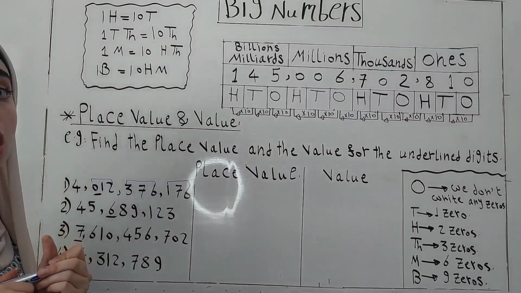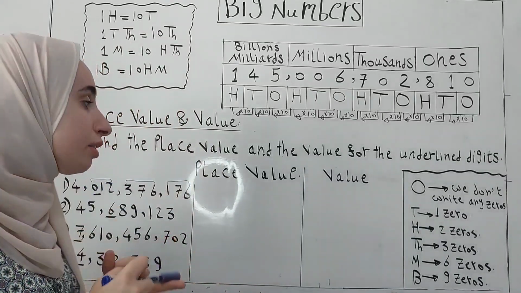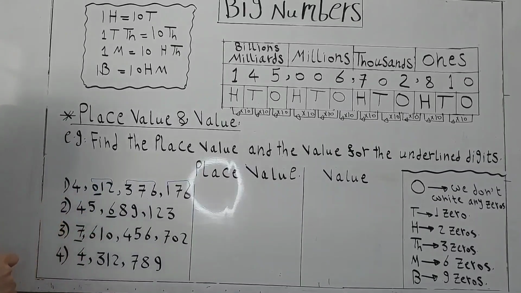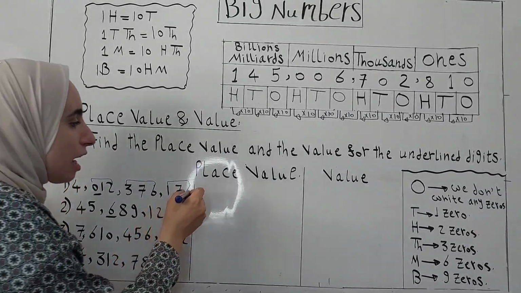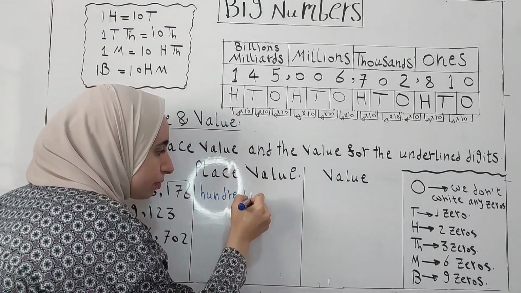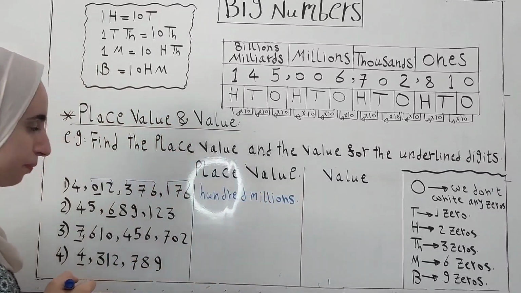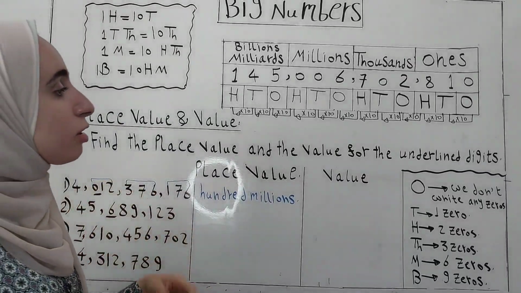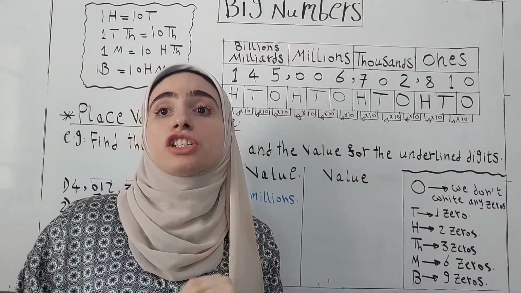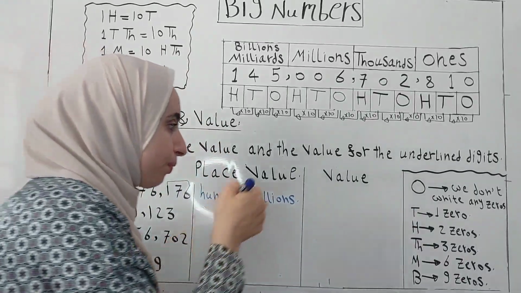The third family is called millions. In which place? Millions or 10 millions or 100 millions? This is millions, 10 millions, 100 millions. So the digit 0 is in the 100 millions place. Now we need to write the value for the digit 0. The value for the digit 0 in any position equals 0.